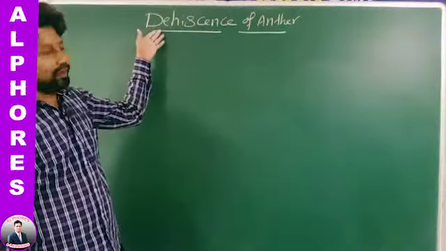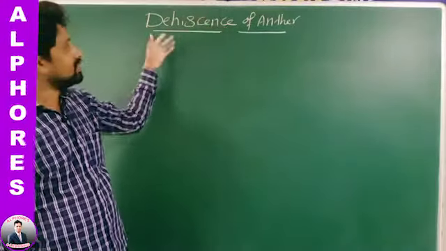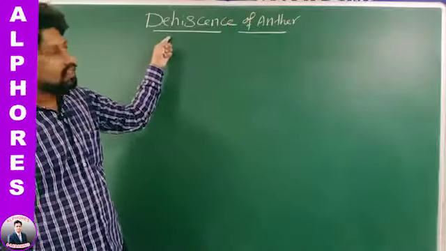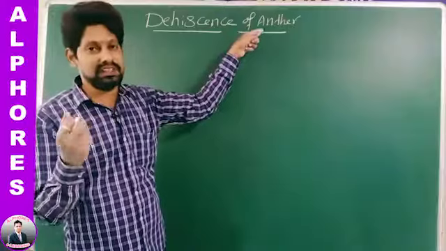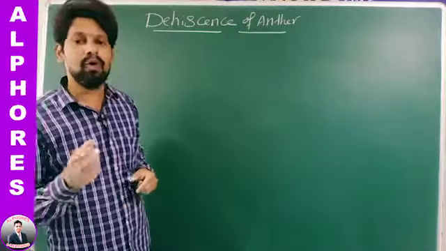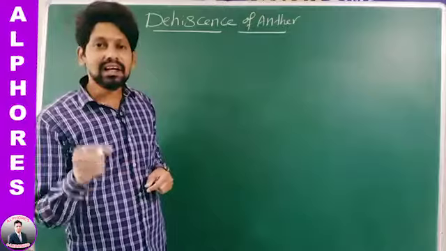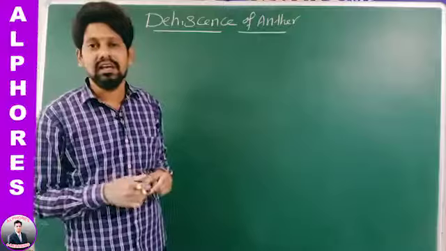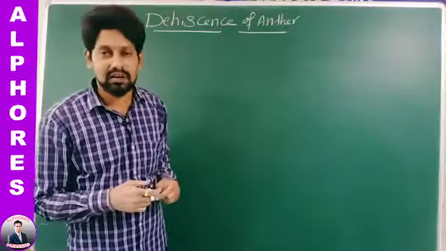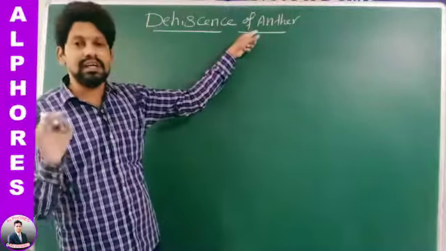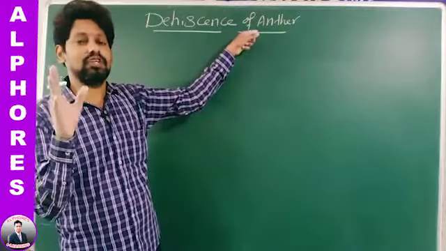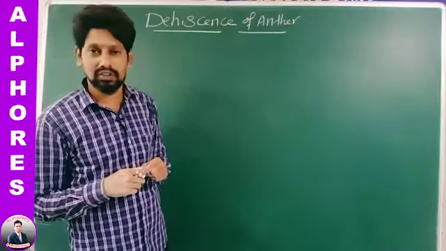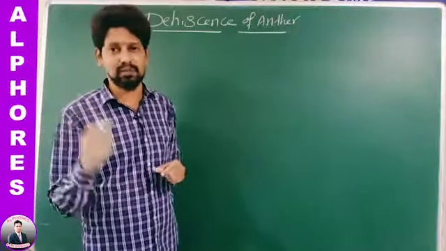Go for the next topic, dehiscence of anther. Dehiscence means break. In anther, pollen grains are present. When anther reaches maturity, the anther has to dehisce. The anther has to break, then only the pollen grains can come out. Therefore, at maturity, anther dehisces and releases pollen grains.